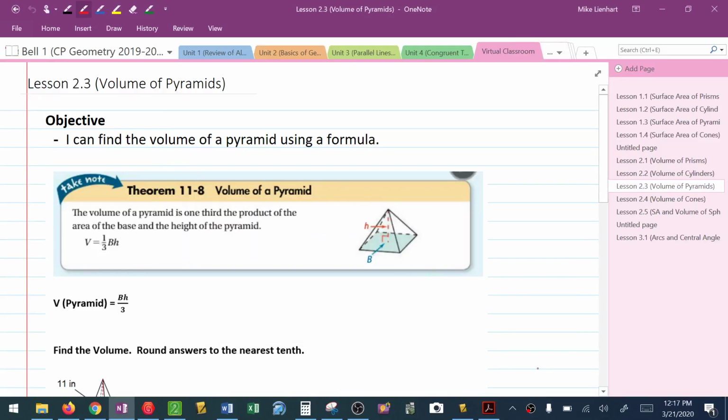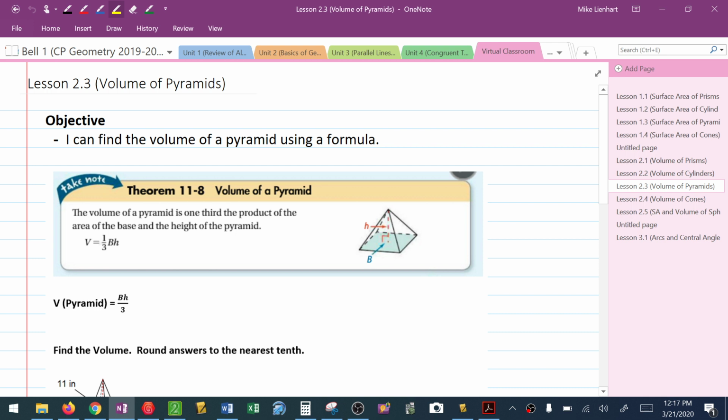This video is on how to find the volume of a pyramid by using a formula. So for pyramids, remember they have one base and they have a height. And remember, the object itself goes to a point up on top.